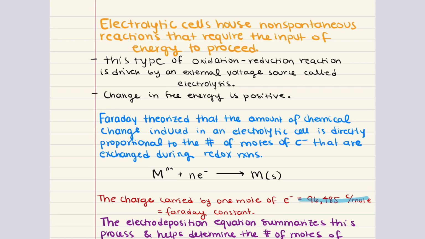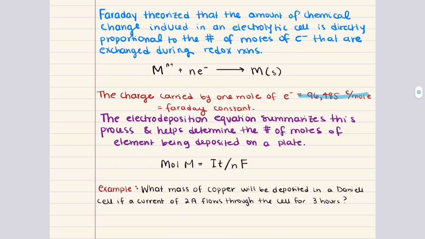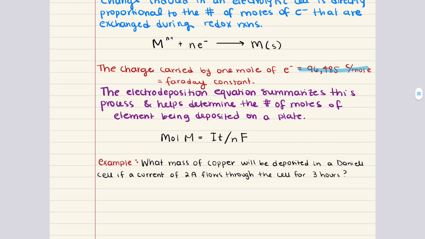This means that 1 mole of electrons carries a charge of approximately 96,485 coulombs. Now, using Faraday's laws and the Faraday constant, we can derive the electrodeposition equation, which relates the amount of substance deposited at an electrode to the electric charge that's passed through the electrolyte.